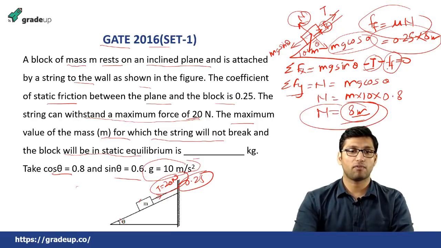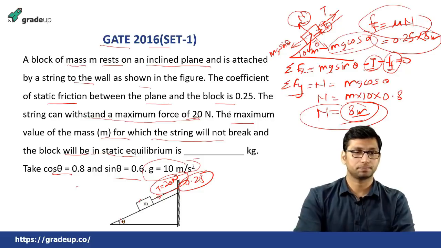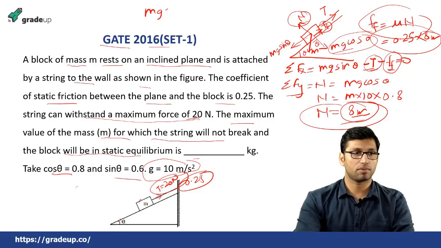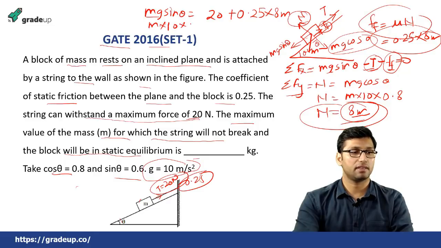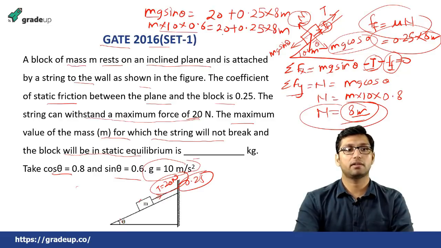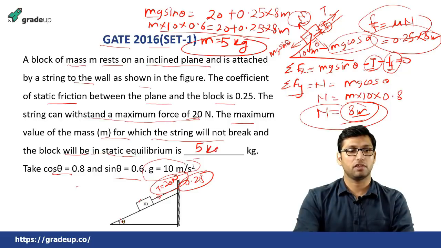So after putting the values of frictional force and tension in this equation, this will give you mg sin theta is equal to 20 plus mu, that is 0.25 into 8m. Here m is not given, g is 10 and sin theta is 0.6, so 6m equals 20 plus 0.25 into 8m. After solving this equation, you will get the value of m equal to 5 kg. Okay, so the answer will be 5 kg.